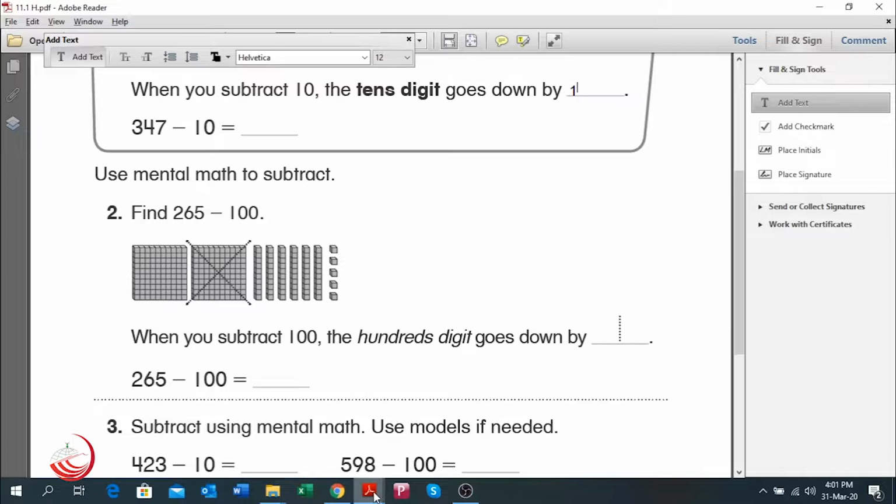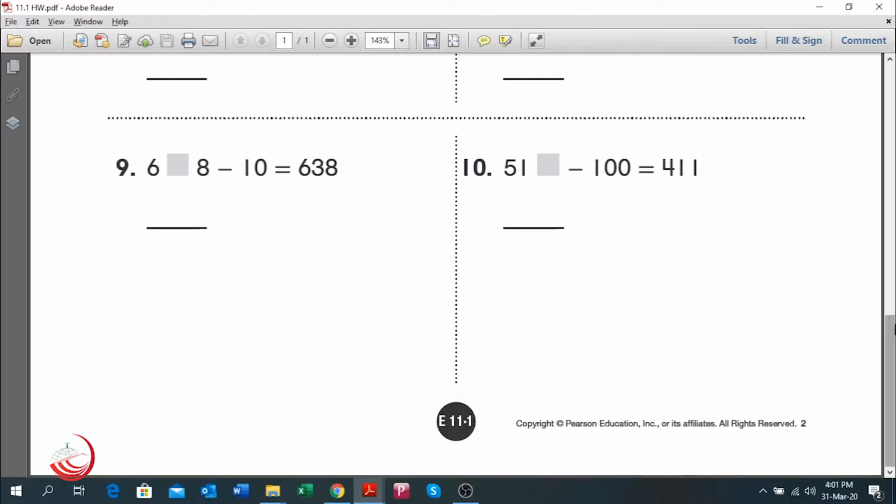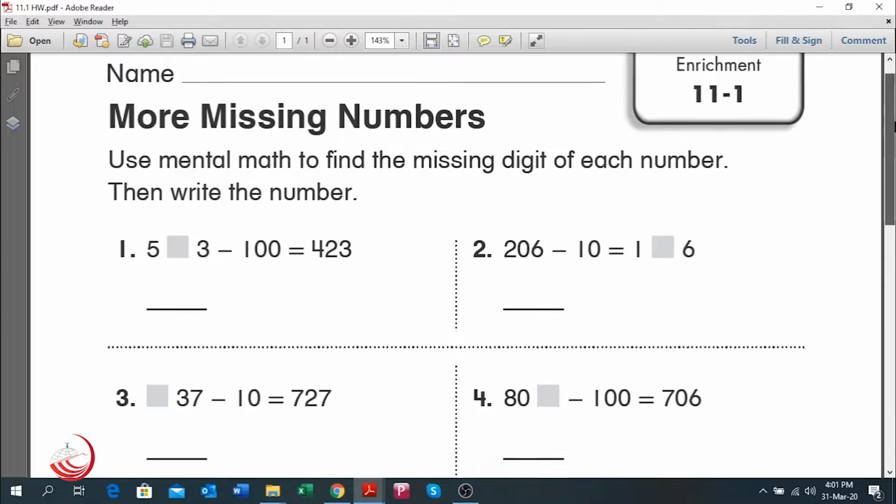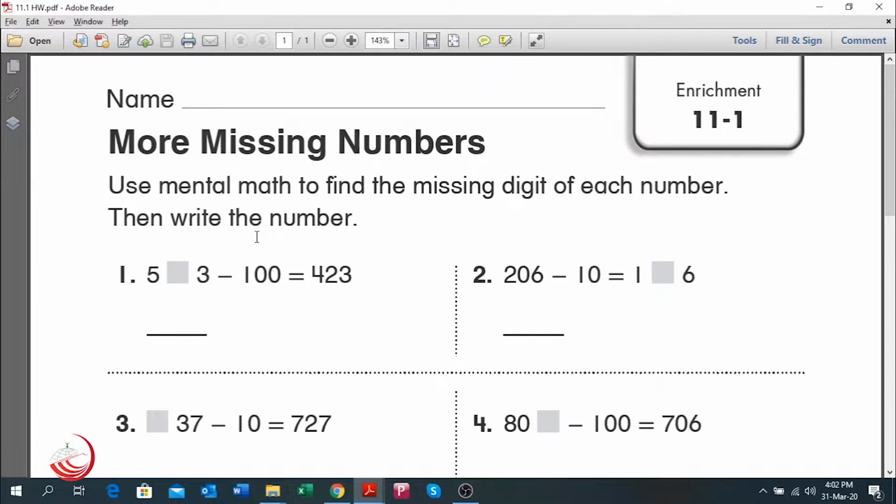This is the first thing. The second thing is the missing numbers. 500 something 3 minus 100 equals 423. Which number is it? Minus 100. If it's a minus 100, we subtract the hundreds digit by 1. Do we do anything with the tens digit? No, we don't. If we don't need to, then we don't. So it stays the same.